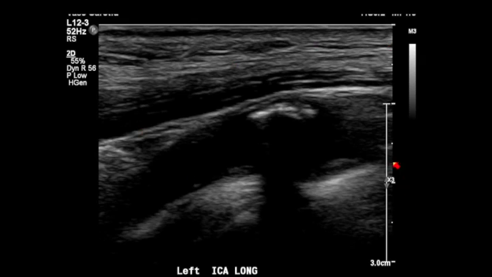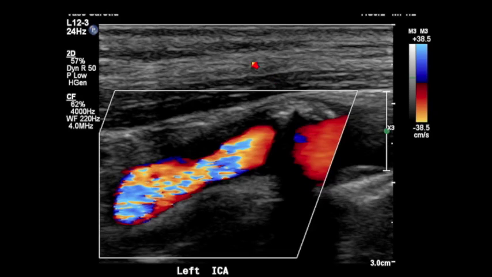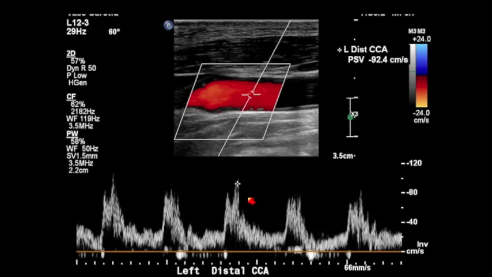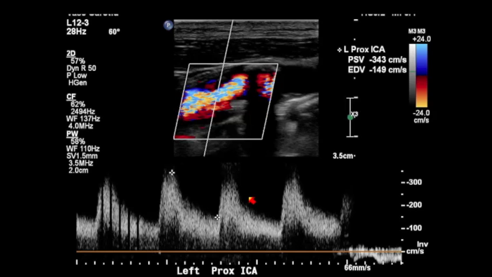So here's a carotid. It's got a big plaque that's got calcification in it. There's some narrowing in it. There's some aliasing in it. There's a lot of aliasing. The velocity here is 92. Then in this vessel it is 343 with an end diastolic velocity of 149.